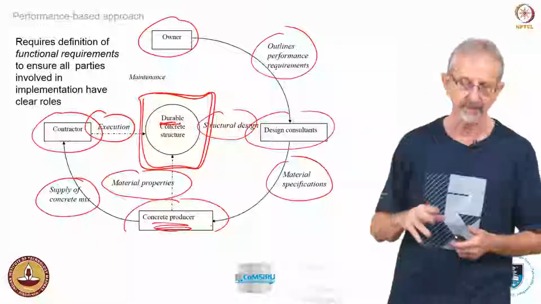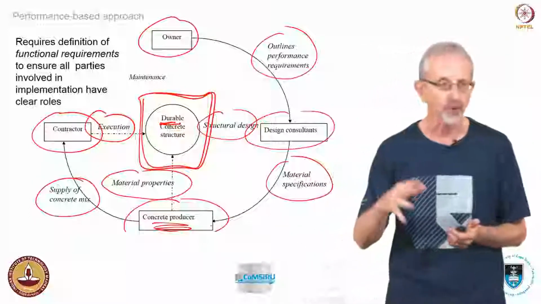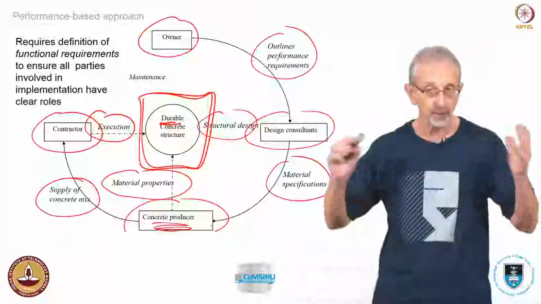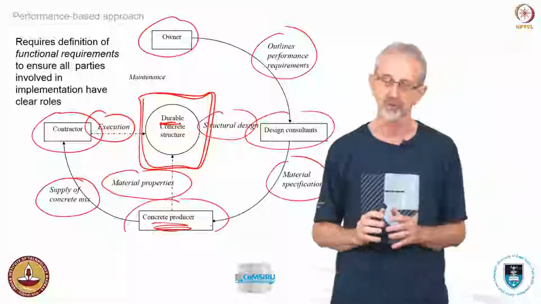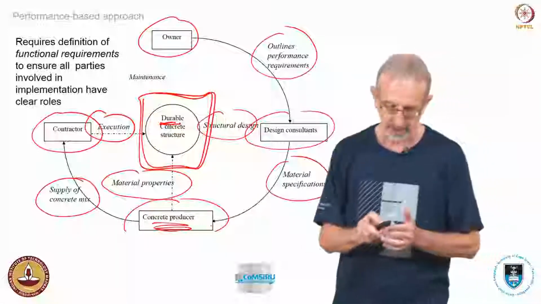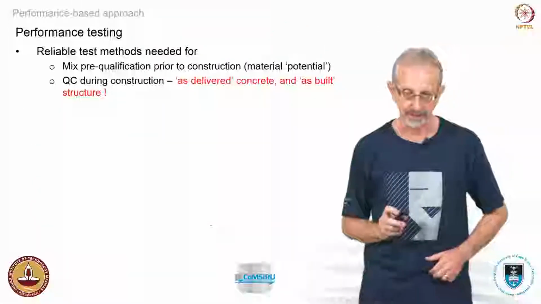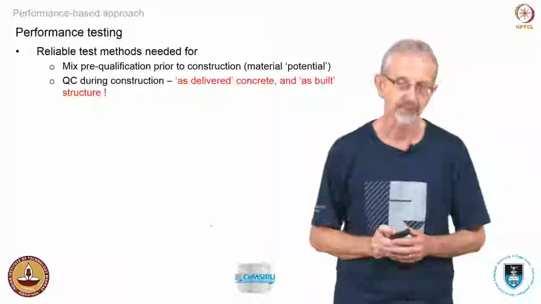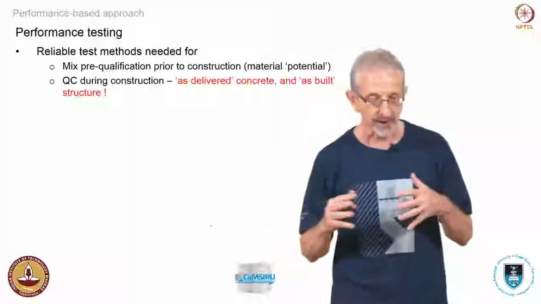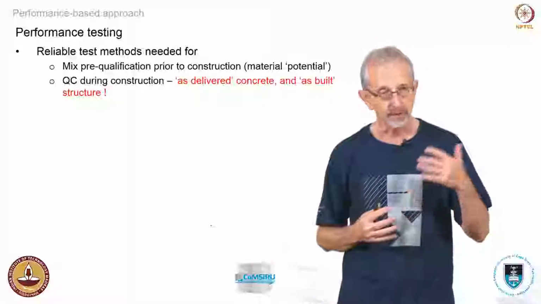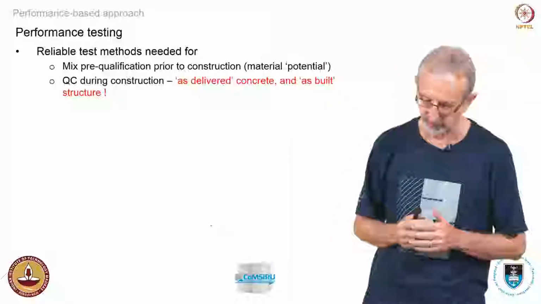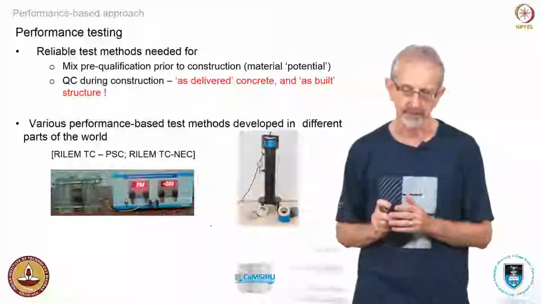So we need a set of functional requirements here to ensure that all of these parties understand their roles and play their part effectively. So it requires a significant amount of coordination across the whole value chain, if you like, of the construction process, which of course prescriptive approaches don't require. Then there's this issue of performance testing. This is where we have struggled now for several decades to find reliable test methods for doing things like mix pre-qualification and then actually during construction the as-built quality of the structure itself.